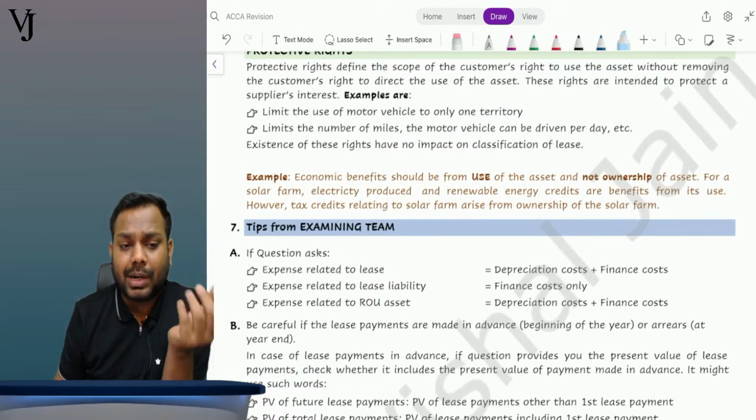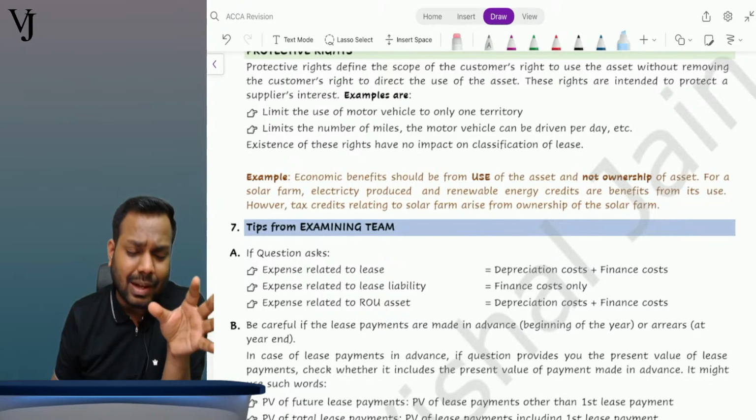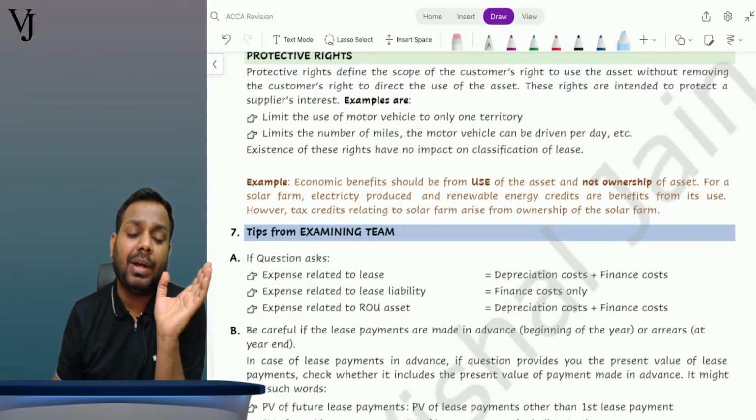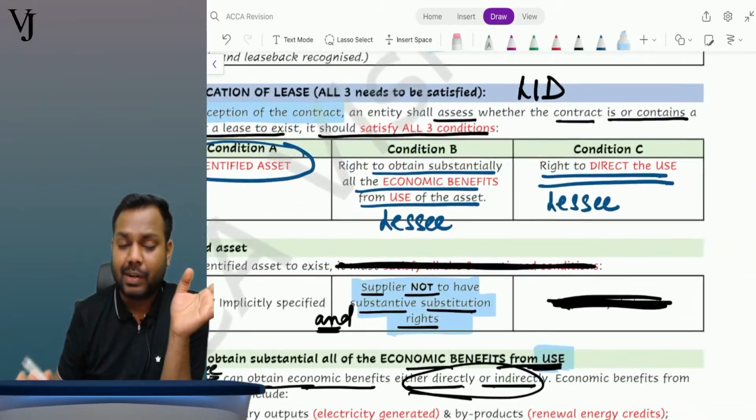So these are called protective rights, and they do not change the classification of a contract as a lease contract. Even though these restrictions are there in the contract, it can still be a lease contract if it satisfies these three conditions.